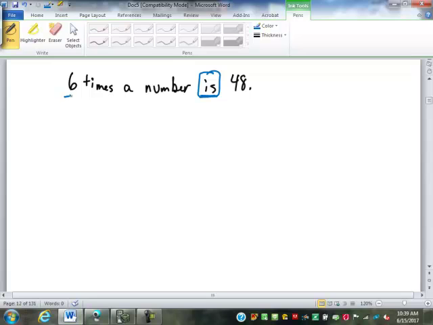So before the "is," we have 6 times a number. How do we express 6 times a number? We'll just use x for all of our missing numbers for today. 6 times a number is 48. Perfect. 6 times x, or just 6x. And yes, the "is" implies the equal sign, 48. How would I solve that equation? Divide by 6. Very good. X has been multiplied by 6, so we divide by 6. That gives us x is 8.